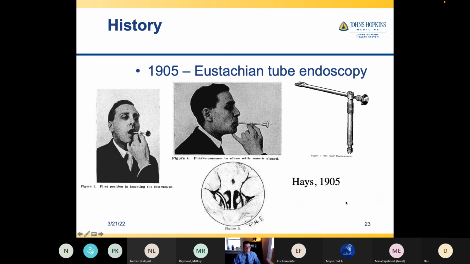People started to try to do this more safely. In 1905, Hayes tried to use this eustachian tube endoscope, which was basically an angled endoscope inserted through the mouth. You can see this is the catheter in the eustachian tube here, with the endoscope looking up towards the nasopharynx. But nevertheless, it really didn't pick up until recently.